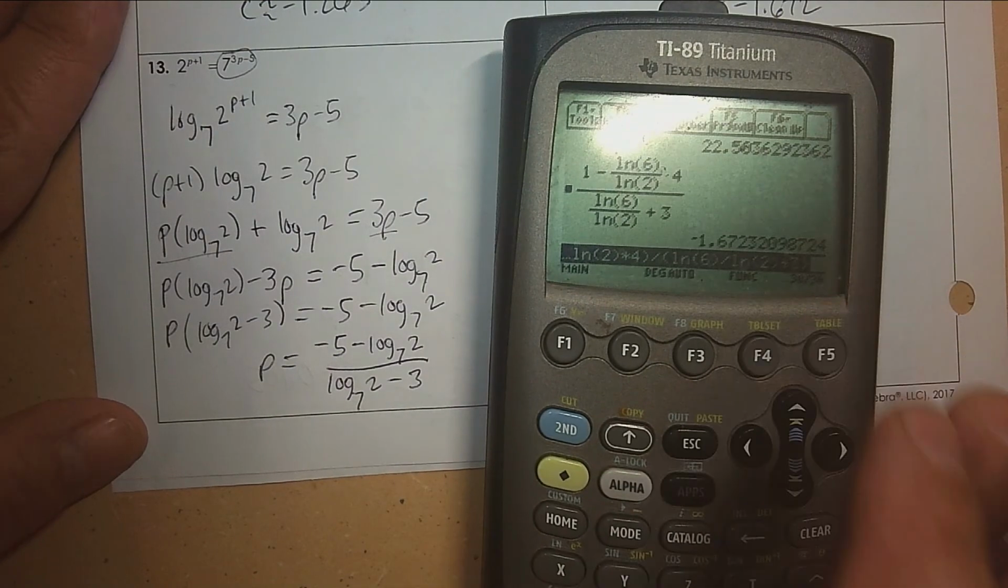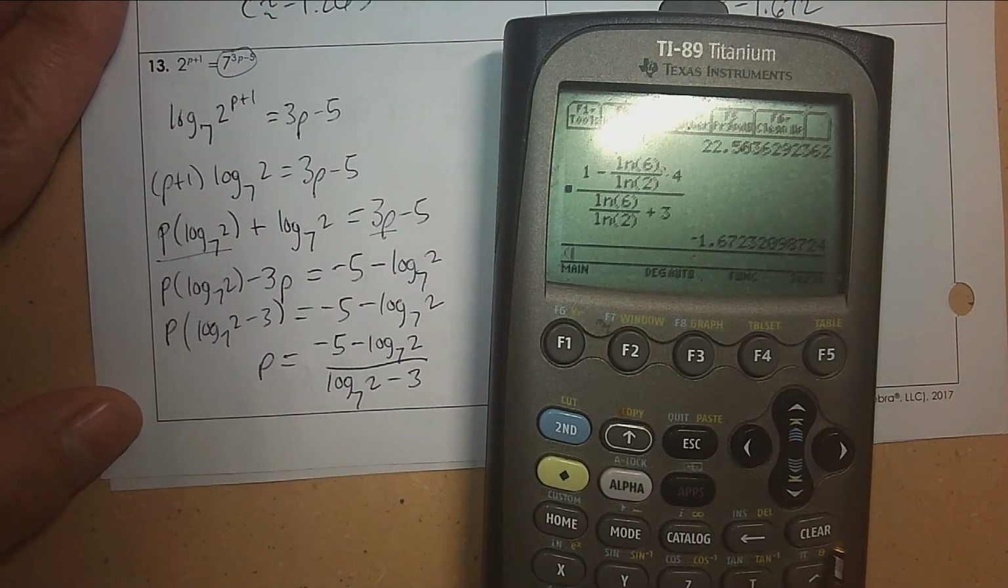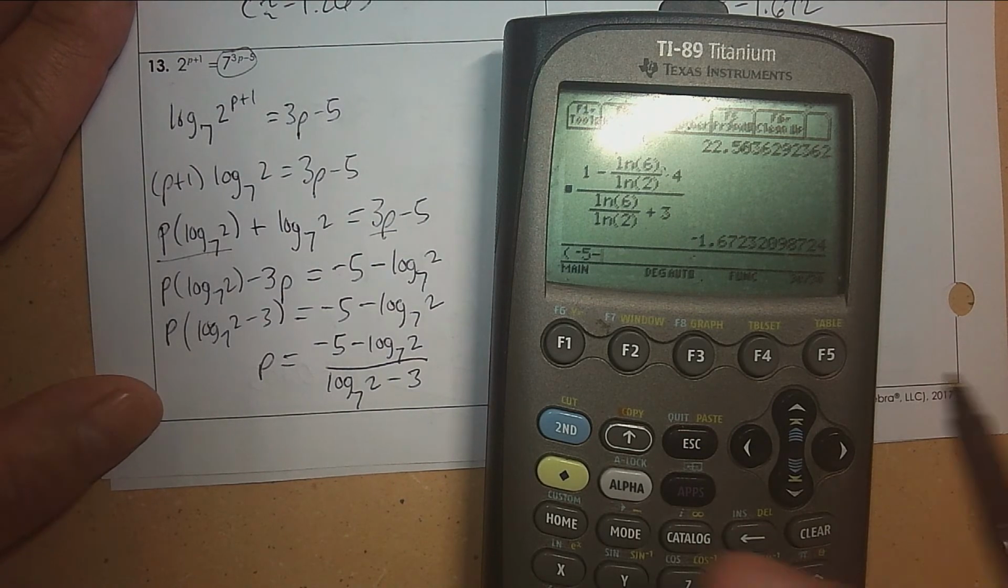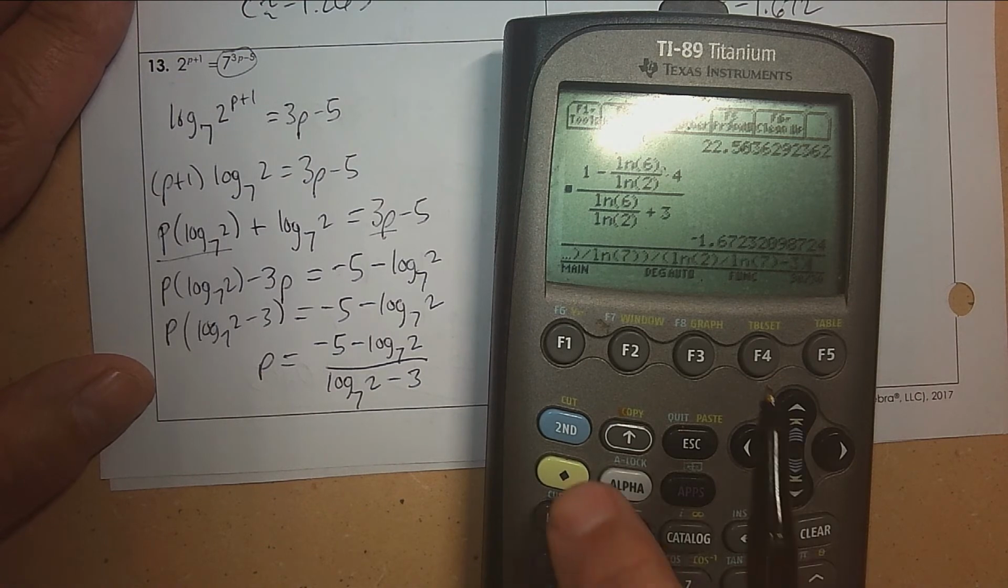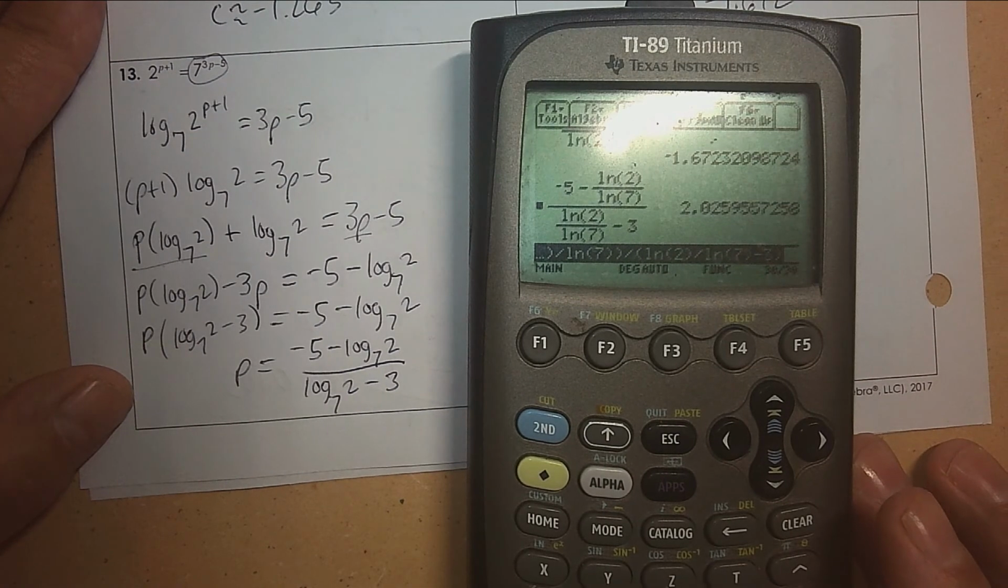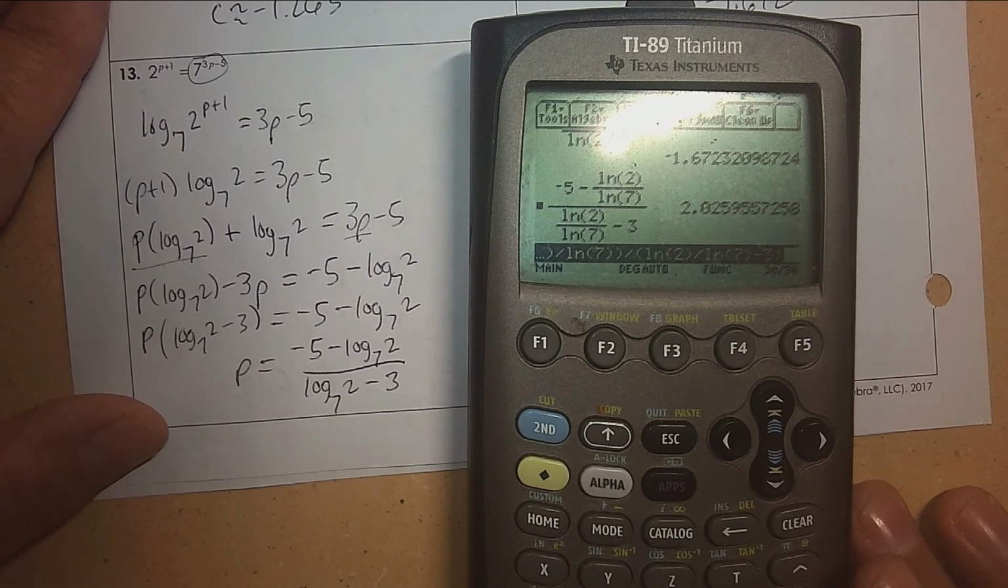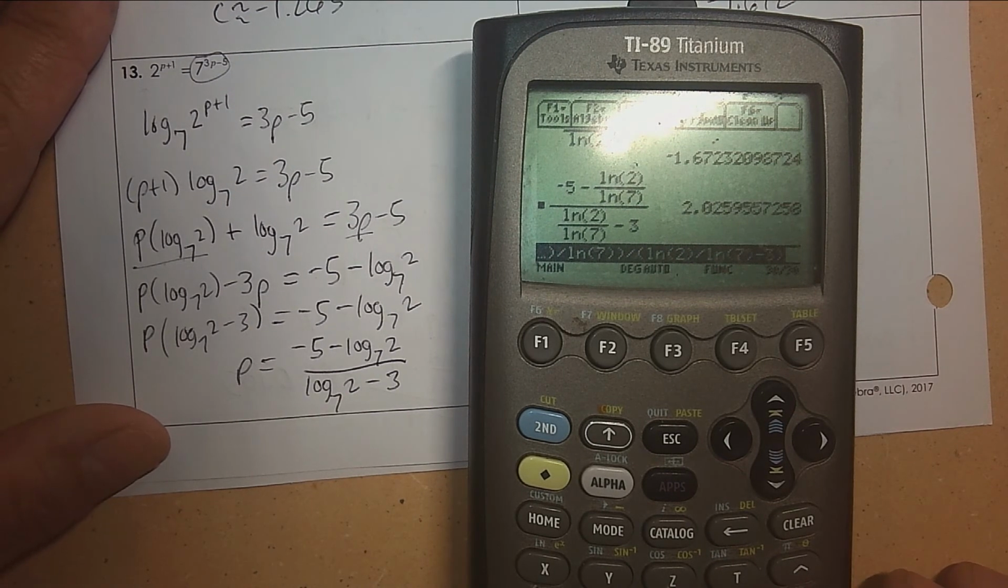So make sure you use parentheses properly. We'll start with the parentheses. So it's negative 5 subtract log. Now log is going to be ln 2 divided by ln 7. Close the parentheses. And then divide and open a parentheses. Again, it's ln 2 divided by ln 7, and then subtract 3 and close it, and then diamond enter. And I get 2.02, and again, if you round it, it'd be 6.